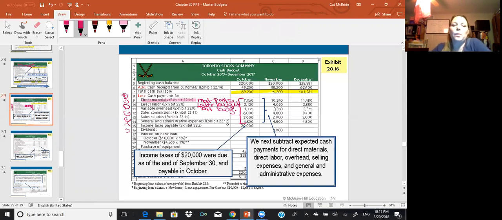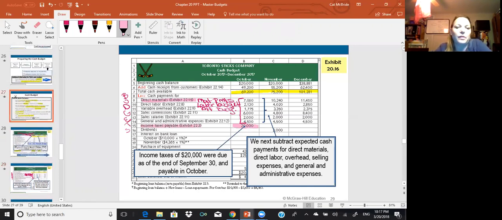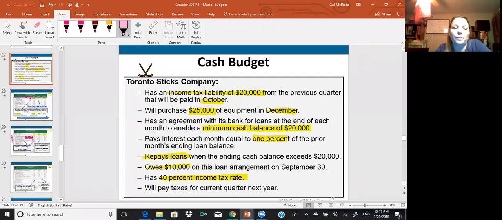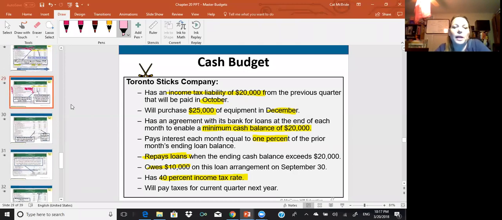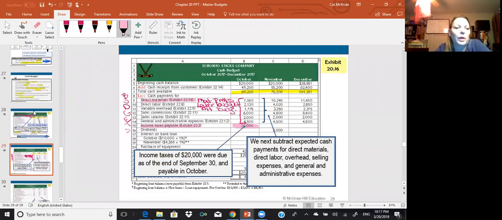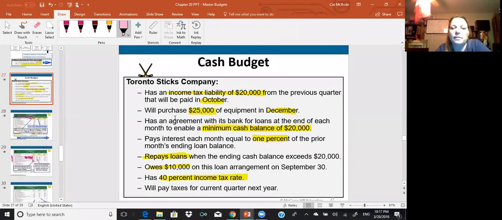Okay. Now, when we get down here to income taxes payable, that didn't. That we were given in addition. We knew that we were going to pay 20,000 in income taxes. That was given to us here where we said, okay, we have an income tax liability of 20,000 that's going to be paid in October. So we know we have to plug in that 20,000 in income taxes.